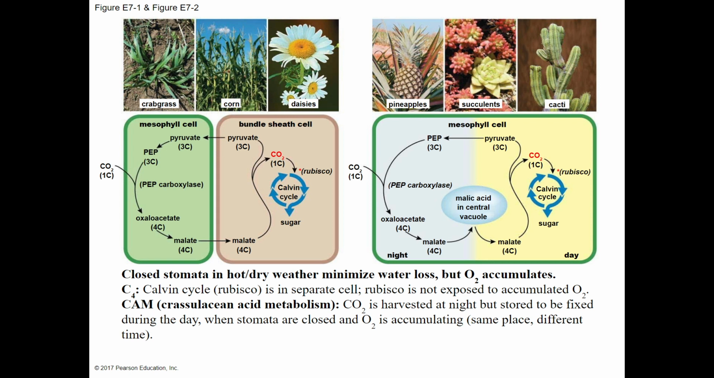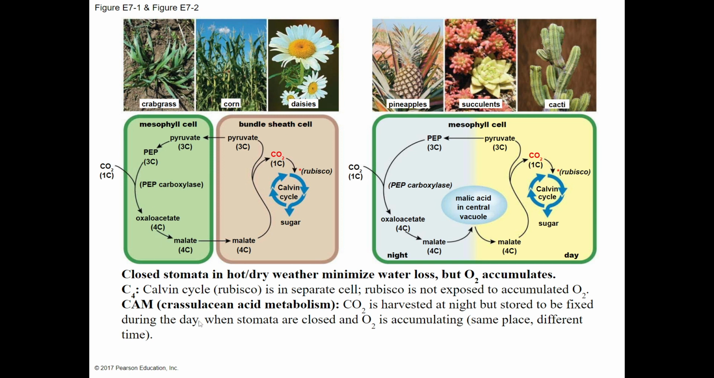In the C4 pathway, the Calvin cycle puts Rubisco in its own separate cell. And Rubisco, therefore, is not exposed to any accumulated oxygen. So you're going to have, for example, a mesophyll cell and then a separate bundle sheath cell. And it's where the bundle sheath cell is located that the Calvin cycle takes place. And then oxygen builds up in the mesophyll cells.